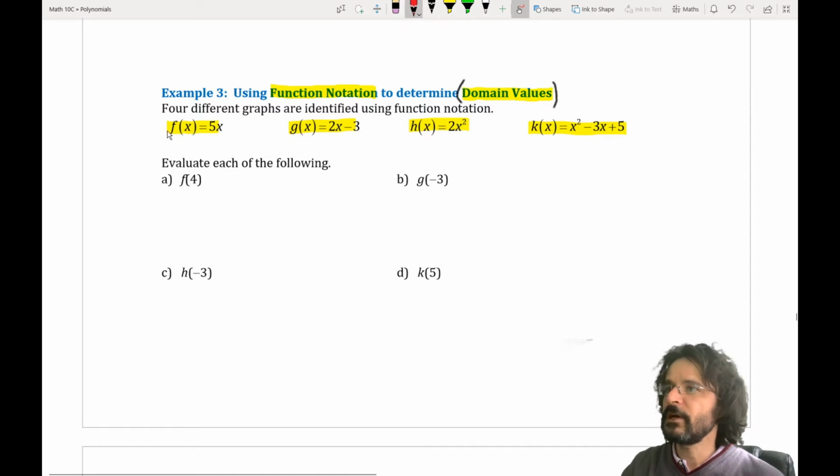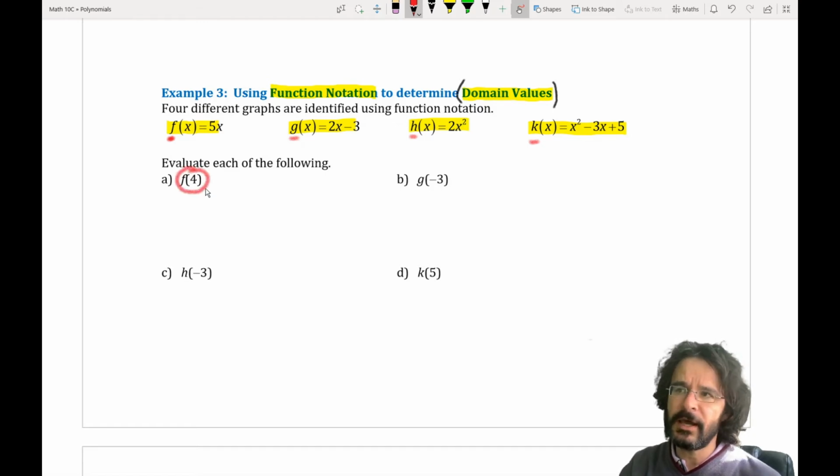So this first function here is called f of x equals 5x. The second one is g of x equals 2x minus 3. h of x equals 2x squared, and k of x equals x squared minus 3x plus 5. So now that we have named our functions, we can refer to them as, for example, function f, which is going to be this first function right here.